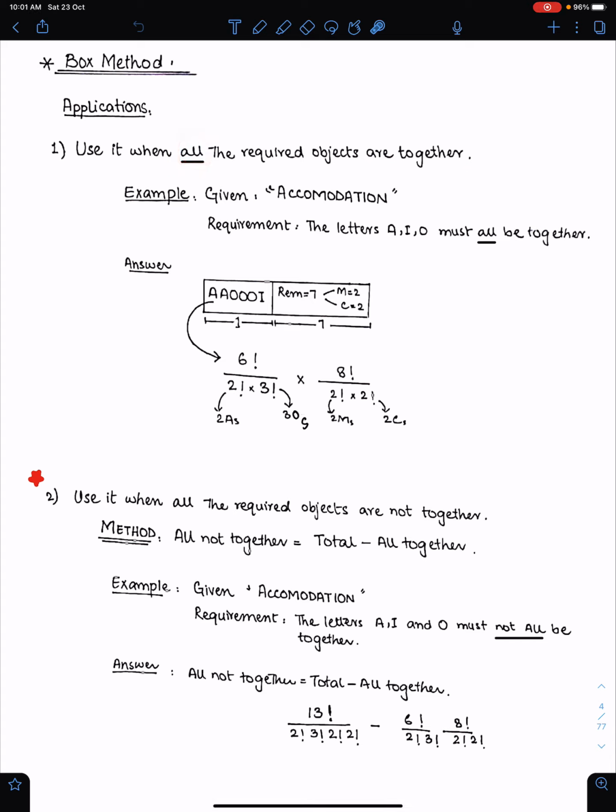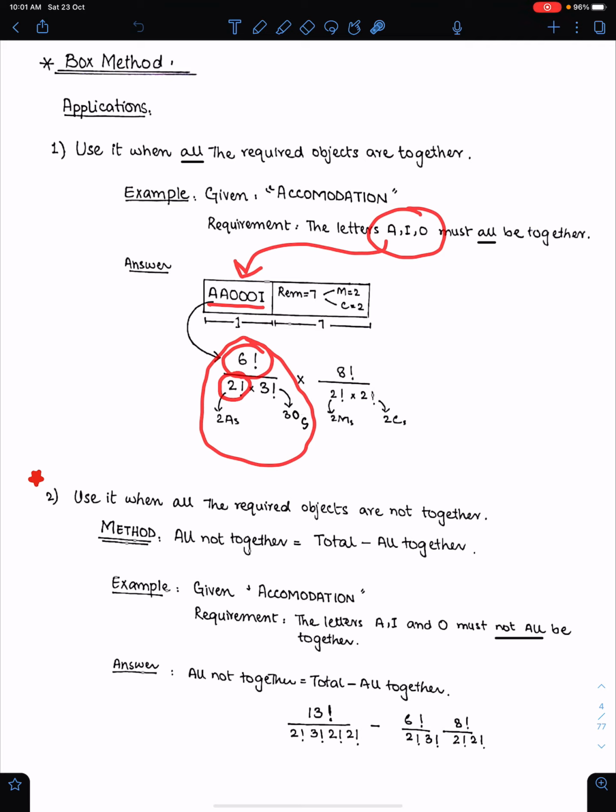For example, in the word accommodation, the requirement is the letters A, I and O must all be together when all the letters of the word accommodation are arranged. So first we need to place these letters with repetition into one particular box like this, and their arrangements will be 6 factorial divided by 2 factorial for 2 A's and 3 factorial for 3 O's.